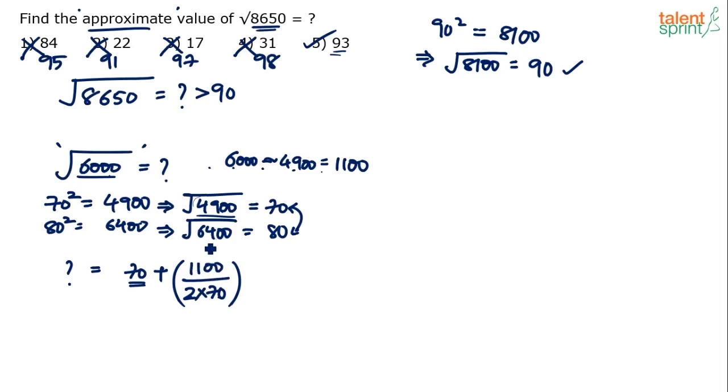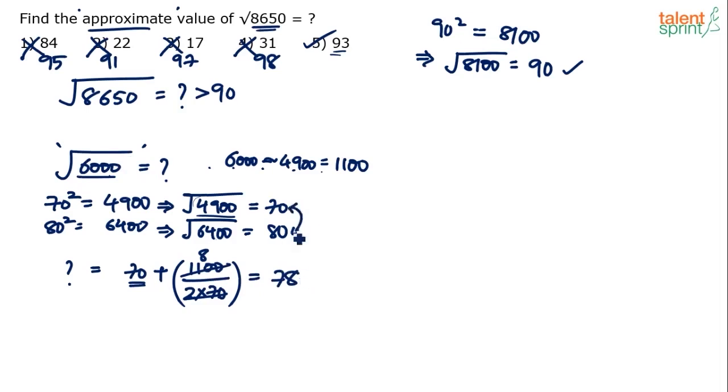1100 by 140. Now again, if you use the various techniques learned in speed math, 1100 by 140 can be approximately taken as 8 times, right? It is approximately 8 times, because 140 into 8 is 1120. This is very close to 1120, so I can say approximately 8. So basically the answer is going to be 70 plus 8, 78. So the approximate square root of 6000 is 78.